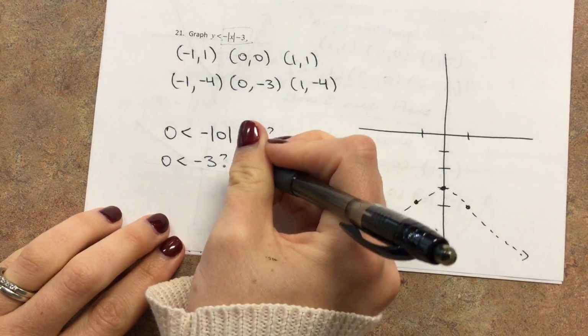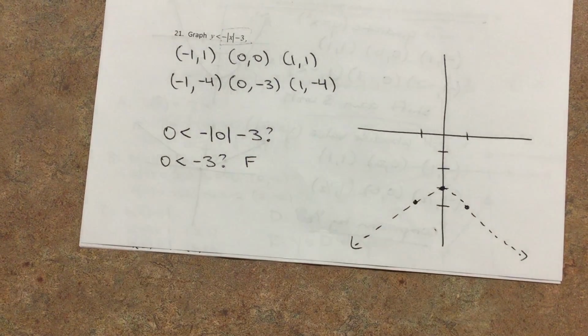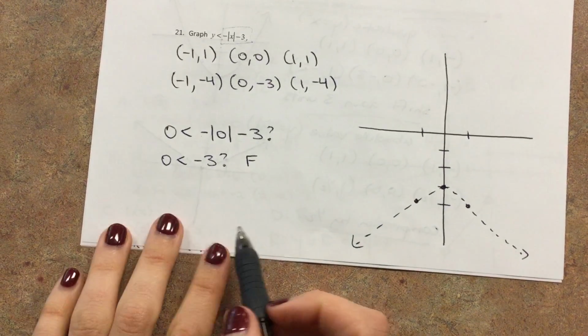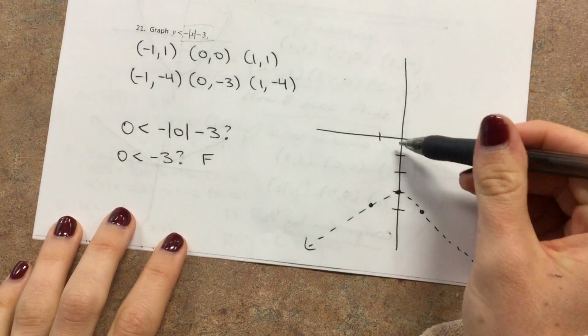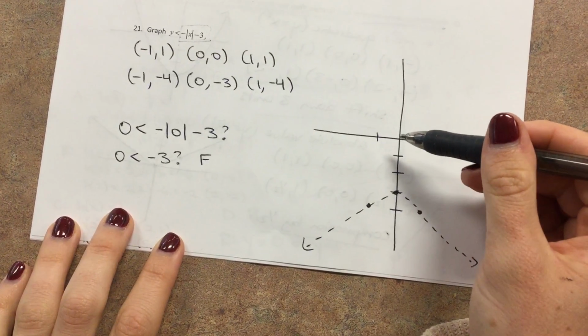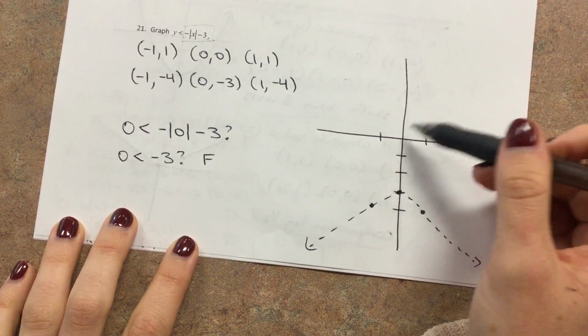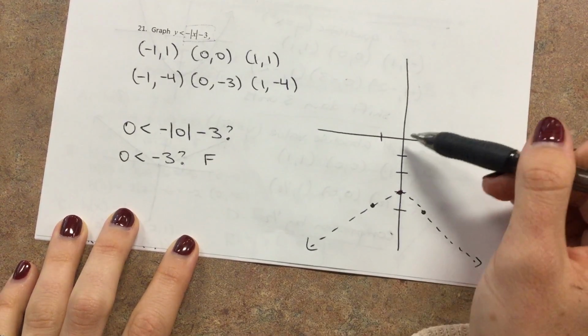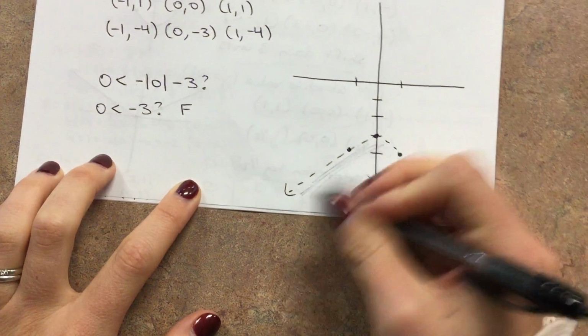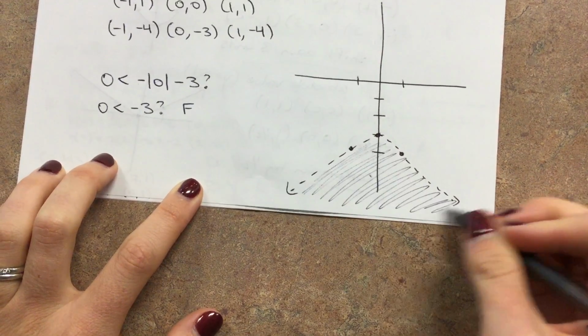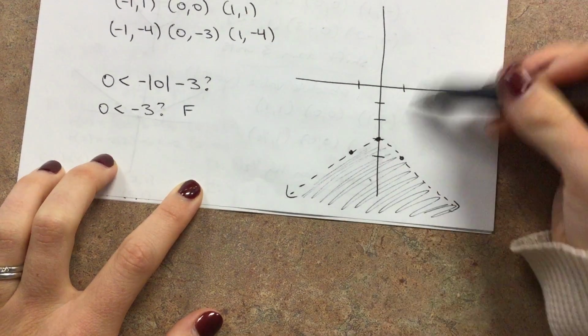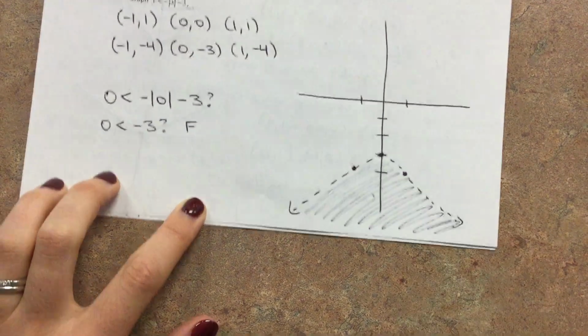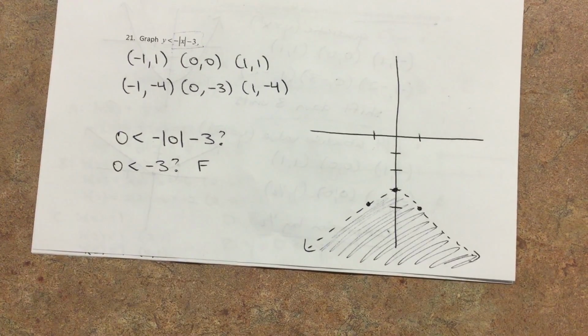No, this is false. So one thing that freaks people out about this is when they get false, they feel like they did something wrong. Getting a false for this does not mean you did anything wrong. It just means that 0, 0 is not shaded. So getting the false just tells you that 0, 0 should not be part of the shaded region, which means you shade the other region. So 0, 0 is not shaded, so that means you shade the part of the graph that does not contain the origin. So you'd either be shading up here if you got a true, or you'd be shading in here like this since we got a false.